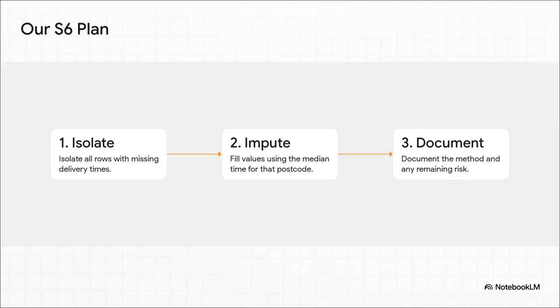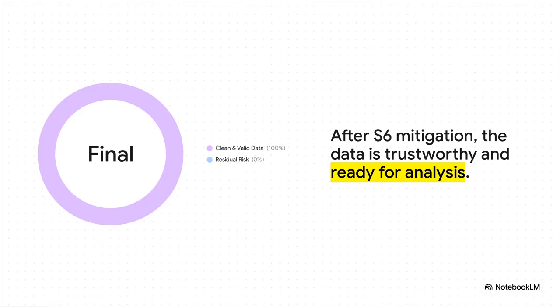So now we switch to our S6 toolkit and build our plan. Step 1, isolate the problem rows. Step 2, we're going to impute those missing values using the median delivery time for that specific postcode, which is way more robust than a simple average. And step 3, the most important part, we document every single thing we did. And look at that. Here's the result of our hard work. It's a total transformation. By putting our S6 plan into action, we've taken that messy, unreliable column and turned it into something clean, trustworthy, and finally ready for analysis.